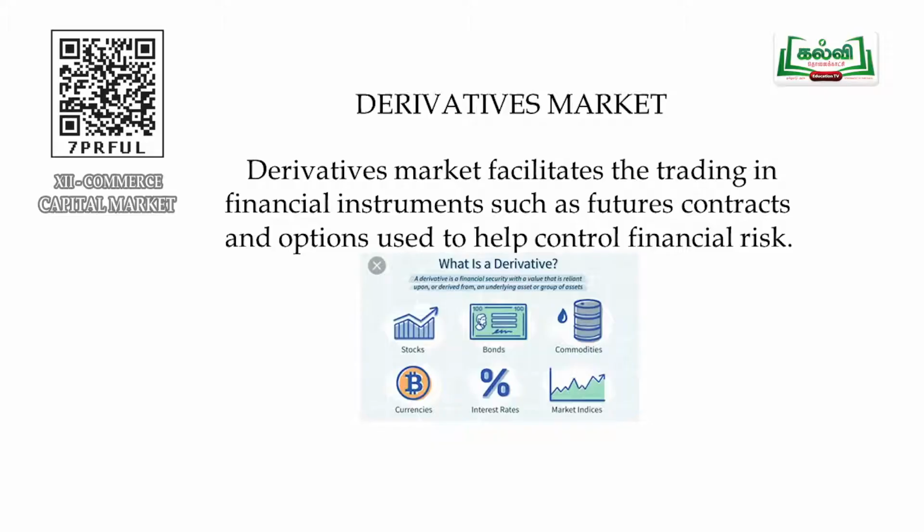Then finally, derivatives market. Derivative markets facilitate the trading in financial instruments such as futures, contracts and options used to help control financial risk. The instruments derive their value mostly from the value of an underlying asset that can come in many forms like stocks, bonds, commodities, currencies or mortgages.